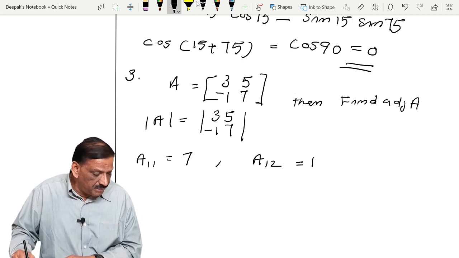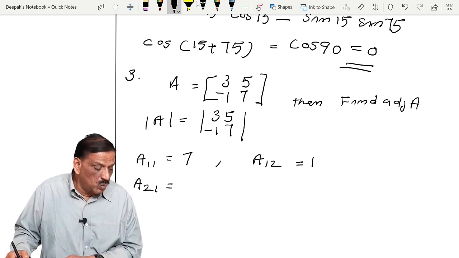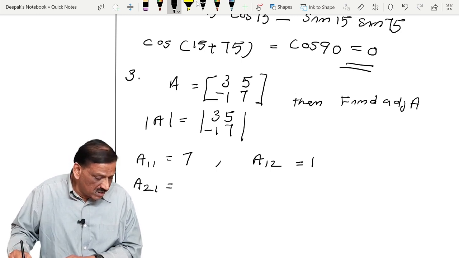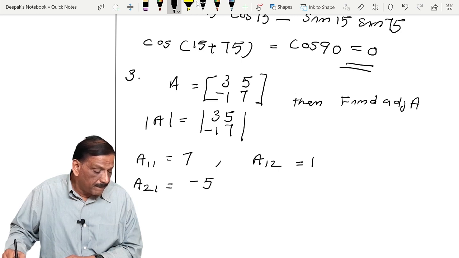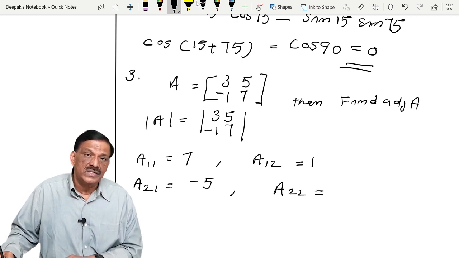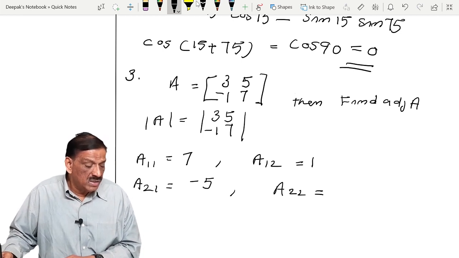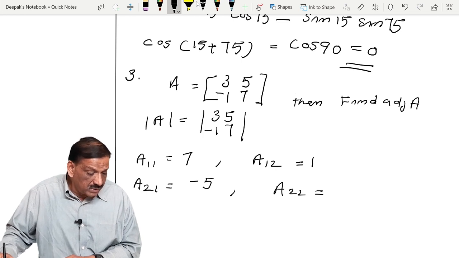Then similarly, A21, 2 plus 1, that is 3, that is odd, therefore minus. A21 is second row, first column, therefore 5. But 2 plus 1 is 3, odd is minus, so this is equal to minus 5. Then A22, 2 plus 2, 4, that is even number, so positive. A22 is second row, second column, that is equal to 3.